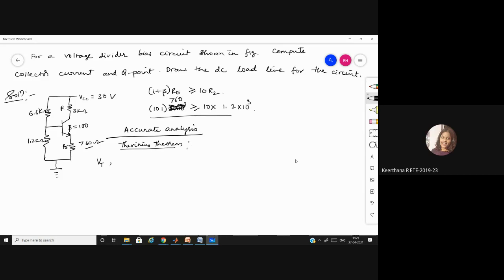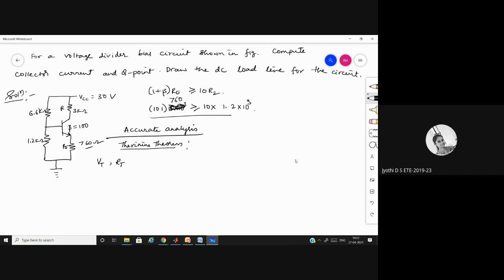The condition is satisfied. Properly: 12 into 10 to the power of 3, and 101 into 760 is 76,760. 76,760 is greater than or equal to 12,000. Then it holds good, no?